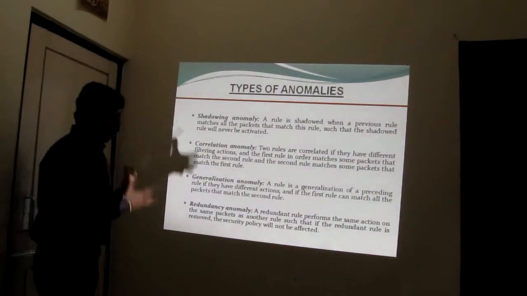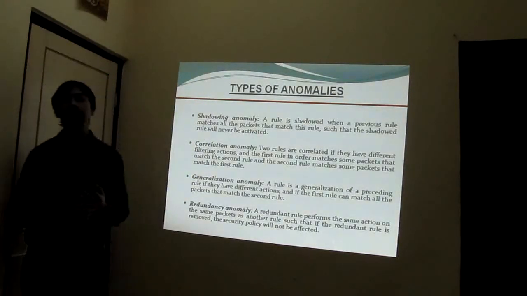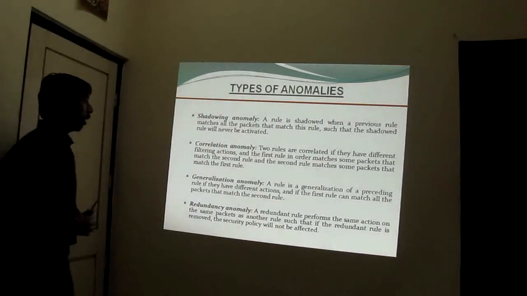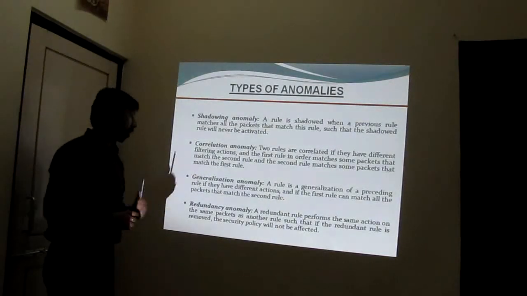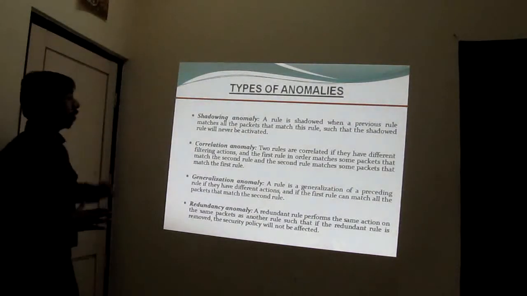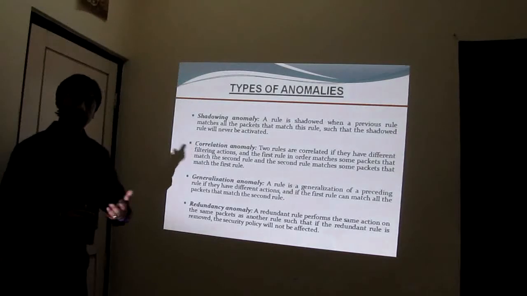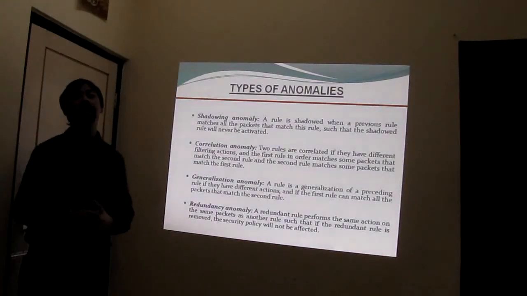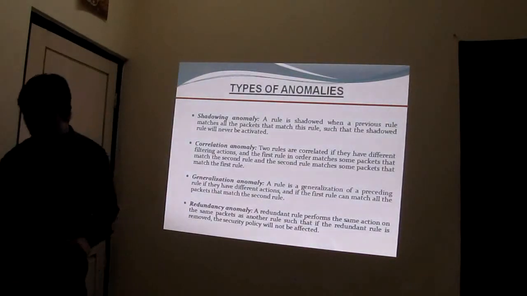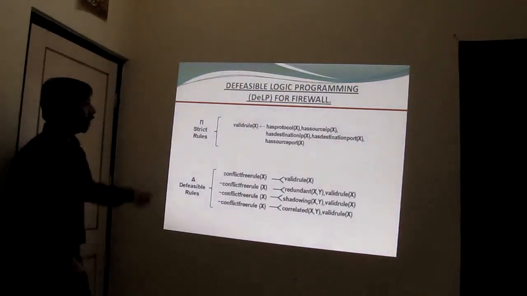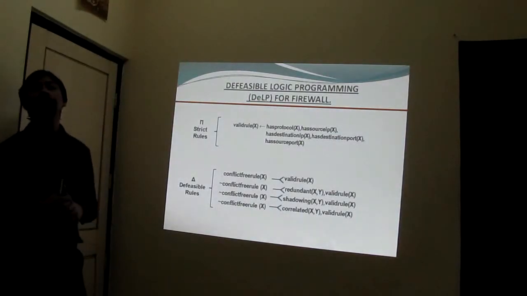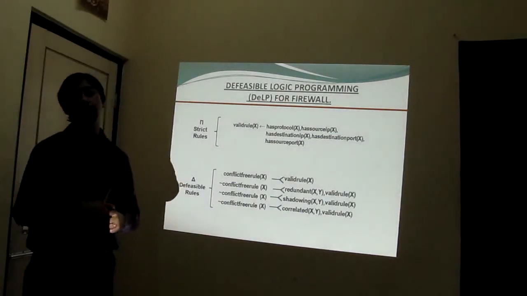In the configured rule set, different types of anomalies might occur. These are the different types of anomalies: shadowing anomaly, correlated anomaly, generalization anomaly, and redundant anomaly. In our application, we try to find these anomalies, remove them from the rule set, reconfigure it, and provide the user an anomaly-free firewall. This is the defeasible logic program which we use to find the anomalies and to reconfigure the firewall.